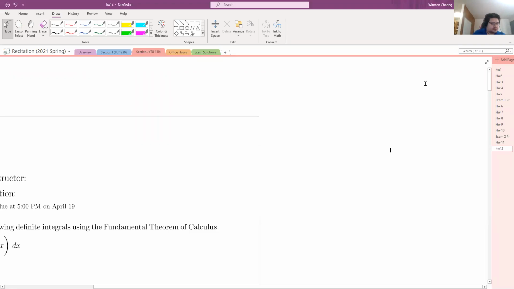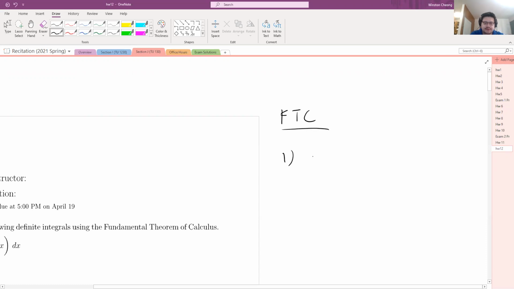Okay, so today's homework, or this week's homework, involves the fundamental theorem of calculus. So let's go over what that involves. There's two parts to it.